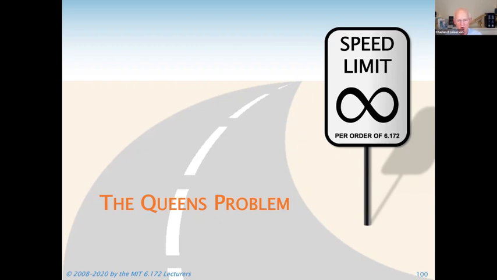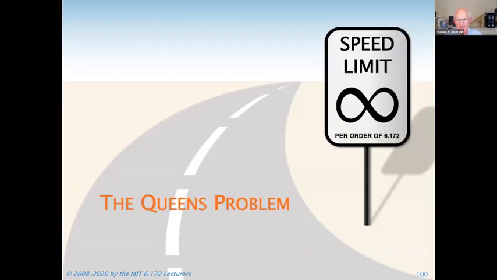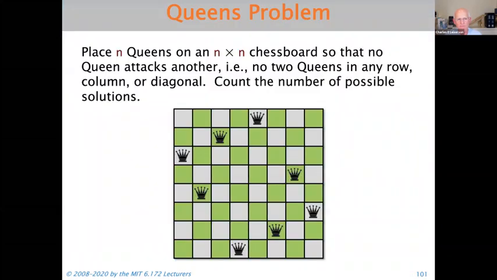Someone in 1848 named Max Bezel created this puzzle. And it turns out even Carl Friedrich Gauss, the greatest mathematician who ever lived, worked on this puzzle. So just amazing. It turns out that with modern computers, this is a really good one to solve.